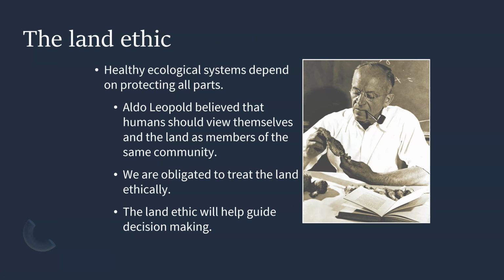Then there's the land ethic, which is that healthy ecological systems depend on protecting all parts. So this fella here on your right, Aldo Leopold, believed that humans should view themselves and the land as members of the same community. We are obligated to treat the land ethically, and the land ethic will help guide decision making.